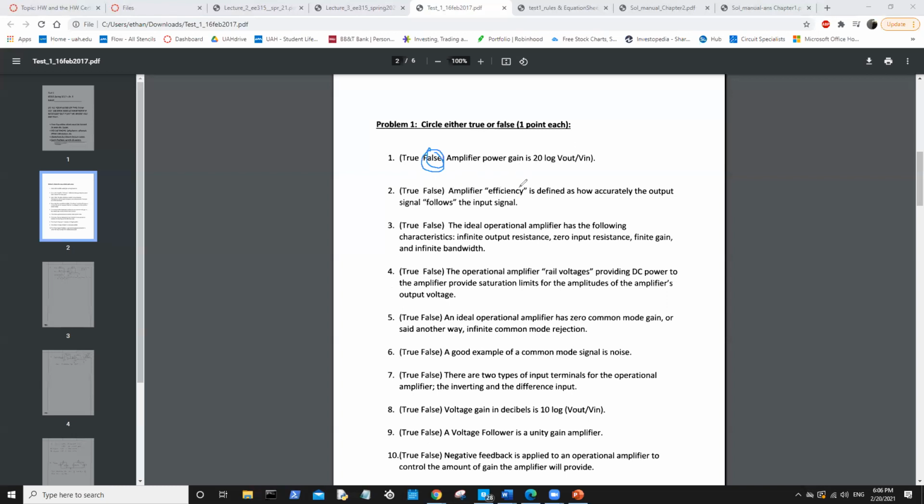All right, down here, amplifier efficiency is defined as how accurately the output signal follows the input signal. I don't know if we saw this one directly. Did anyone remember seeing this specific one in class at all? I don't really either. When I think of efficiency, I normally think of how little energy you waste doing your thing. I think the formula is the load power over the DC power input times 100, and that gives you your amplifier efficiency.